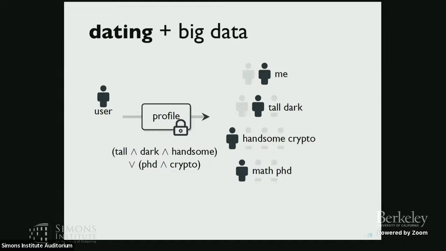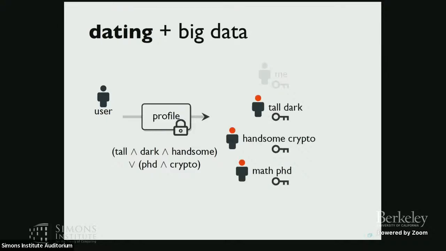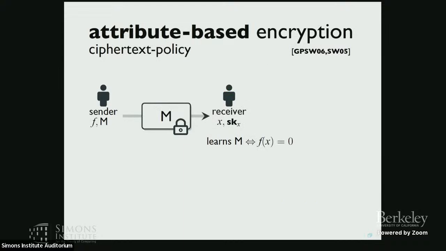They have attributes that say something about themselves, and when they join the website, they get a secret key that's specifically tailored to the attributes. The basic correctness requirement is that for an attribute that satisfies the dating criteria, you should be able to decrypt the profile. Everyone else who doesn't satisfy it should learn nothing whatsoever about the profile, even if they collude. They shouldn't be able to mix and match their keys in such a way that allows them to cheat. So this is basically the notion of attribute-based encryption.